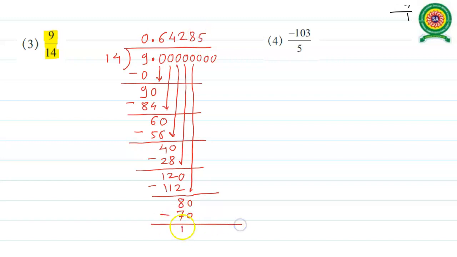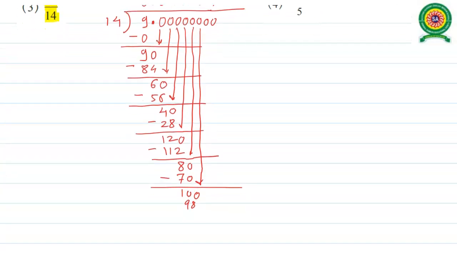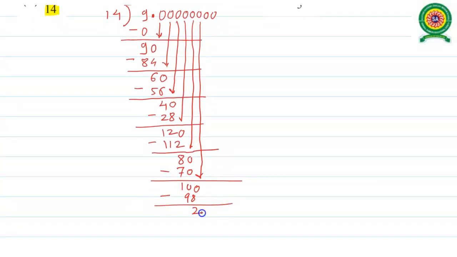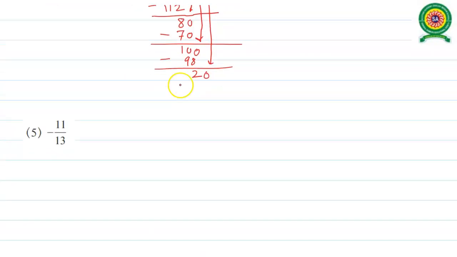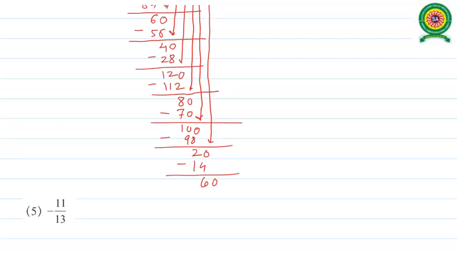Remainder is now 10. Next 0 comes down, it generates 100. Now 14 7s are 98. After subtracting, we get a remainder of 2. Next 0 comes down, it generates 20. Now 14 ones are 14. After doing the subtraction, we are left with 6. Next 0 comes down, it generates 60.